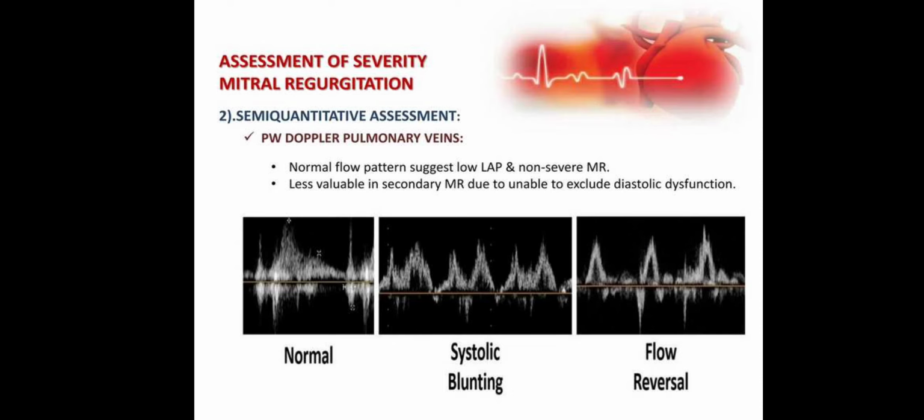This is the normal. S is greater than D. Systolic blunted: this S is less than D. Okay, this is S, this is D, and this is the flow reversal.